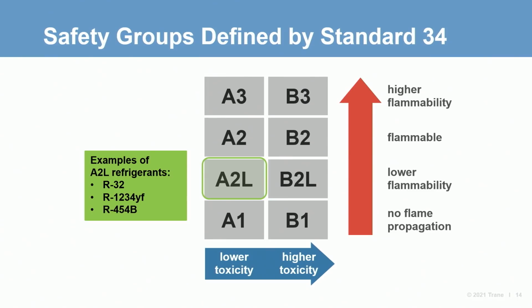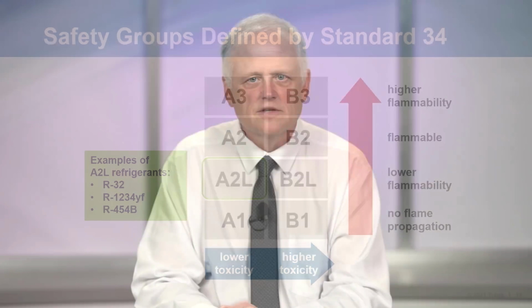Example of Class 2L refrigerants are R32, R1234yf, and R454B. Section 6 of Standard 15 references ASHRAE Standard 34 as the source for this refrigerant safety classification. Standard 34 has two purposes.